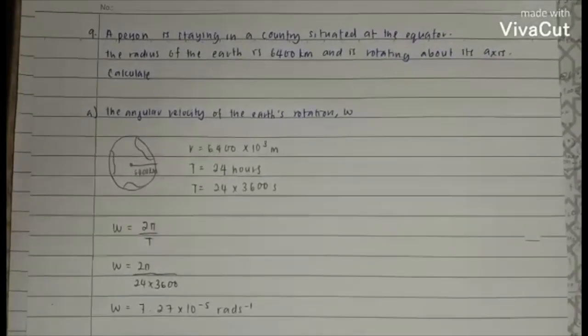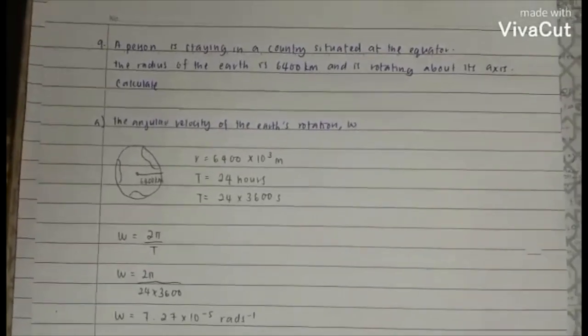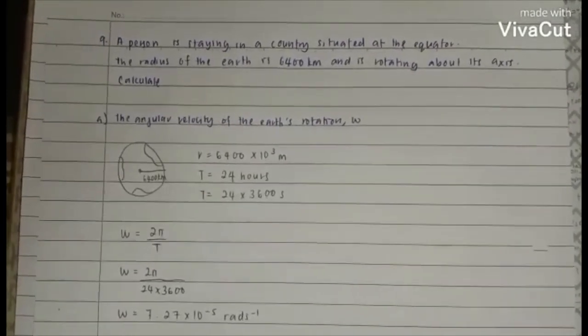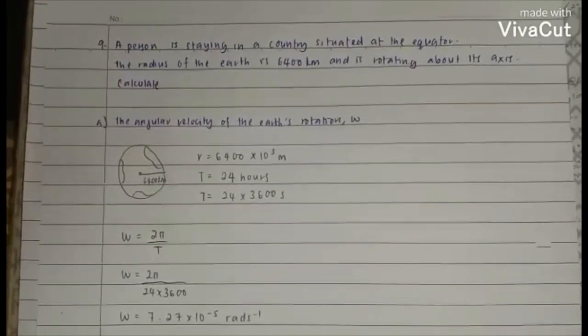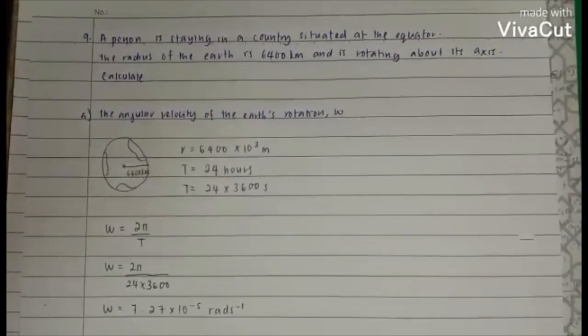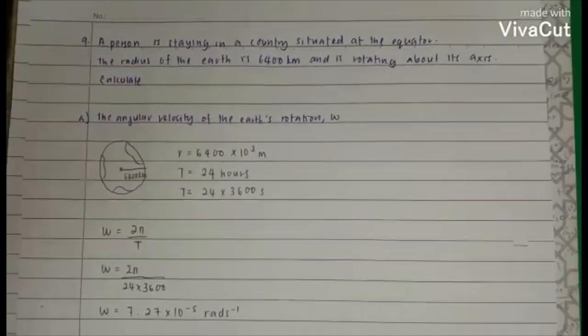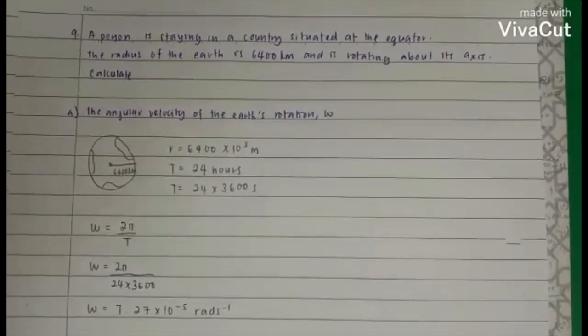Assalamualaikum and hi everyone. Today I want to discuss question 9 for Chapter 6. So the question is, a person is staying in a country situated at the equator. The radius of the earth is 6,400 km. It's rotating about its axis. So question A, calculate the angular velocity of the earth's rotation, which is, kita nak cari omega.